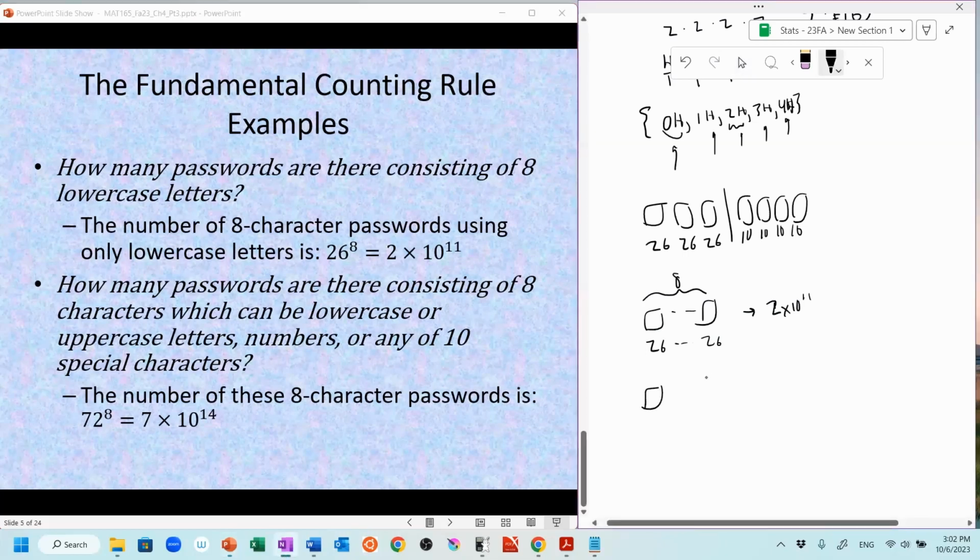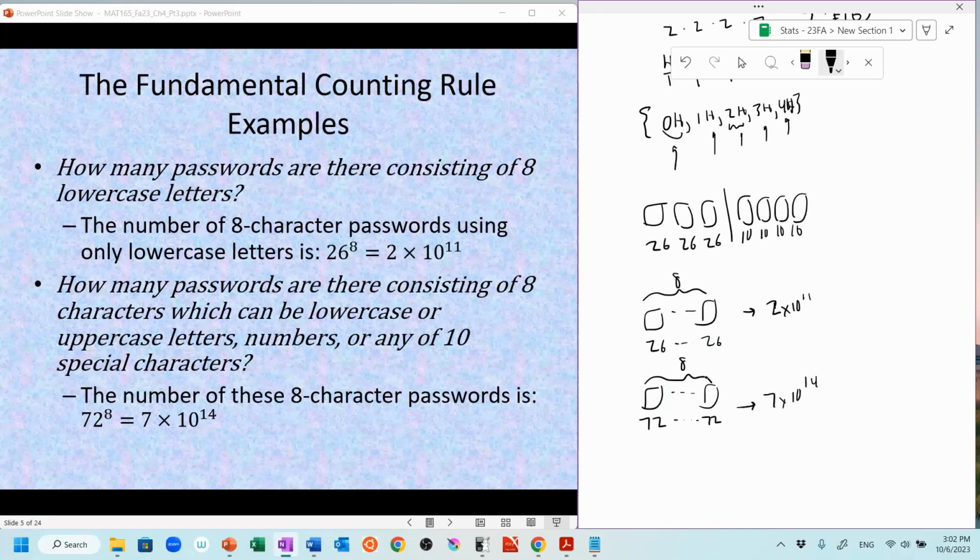So I still have 8 slots to fill in. But now I have 72 items that can be used to fill in each slot. The 26 lowercase letters, the 26 uppercase for 52 letters, and then 10 and 10 for the numbers and the characters. So this gives me 7 times 10 to the 14th different passwords. So I've increased by a little more than a factor of 1,000. Going from here to here, I have around 1,000 times as many passwords.